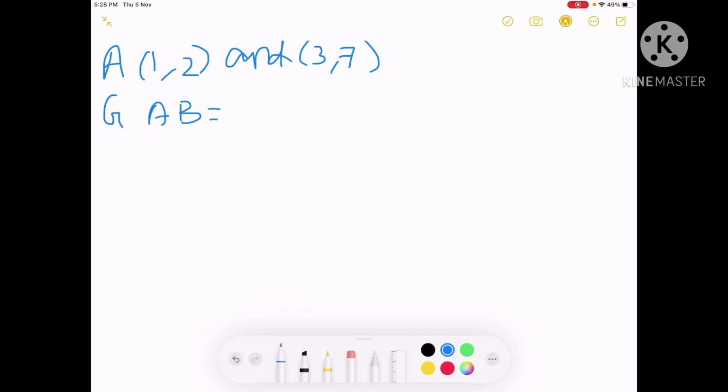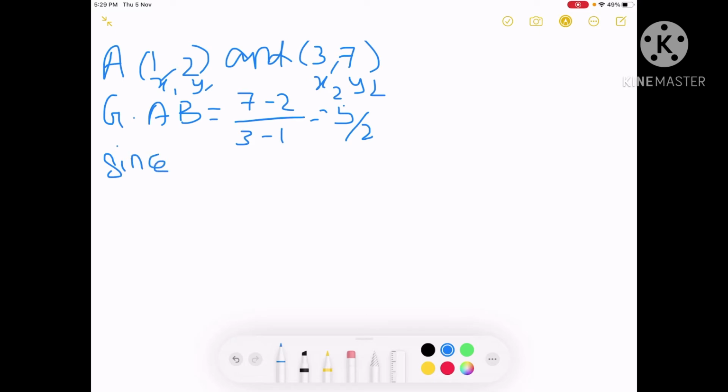Using the gradient formula, y2 minus y1 over x2 minus x1, this one is the x1 value, this one is the y1 value, this one is the x2 value, this one is the y2 value. So 7 minus 2 divided by 3 minus 1, so the gradient is 5 by 2.